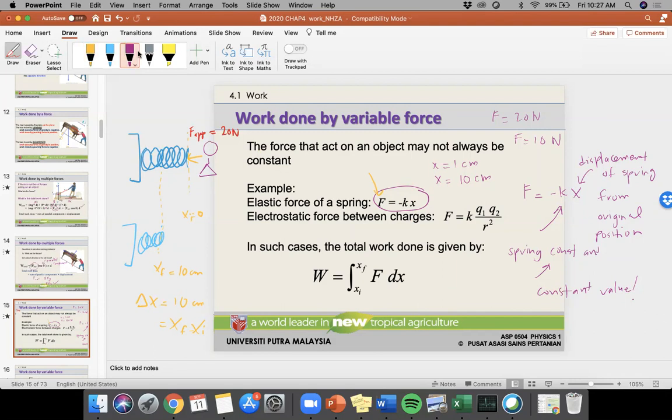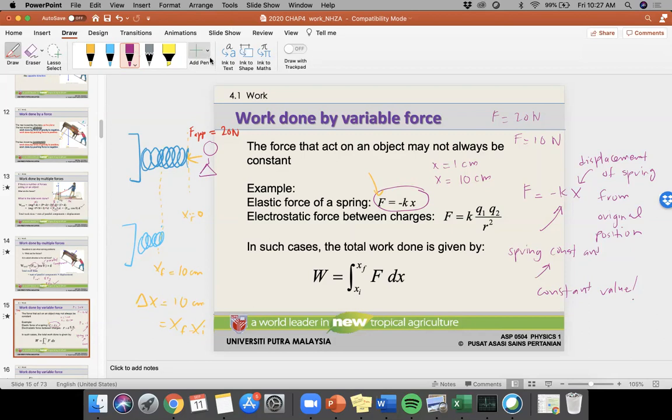Cuba korang perasan, cuba korang imagine if you try to stretch a spring, it will want to go the other way. It wants to go back to its original position. If you try to stretch it, it's very hard to stretch it. So it wants to go back to its original position. And when you compress it, it wants to go back to its original position, right? It's pushing you back. When you are compressing it, it wants to membesar. When you are trying to stretch it, it wants to mengecil. Betul tak? When you do that to a spring.